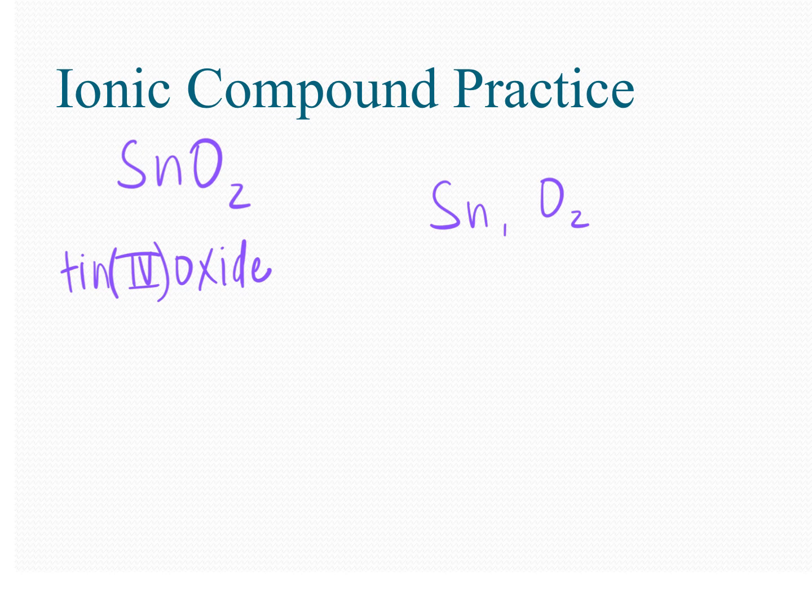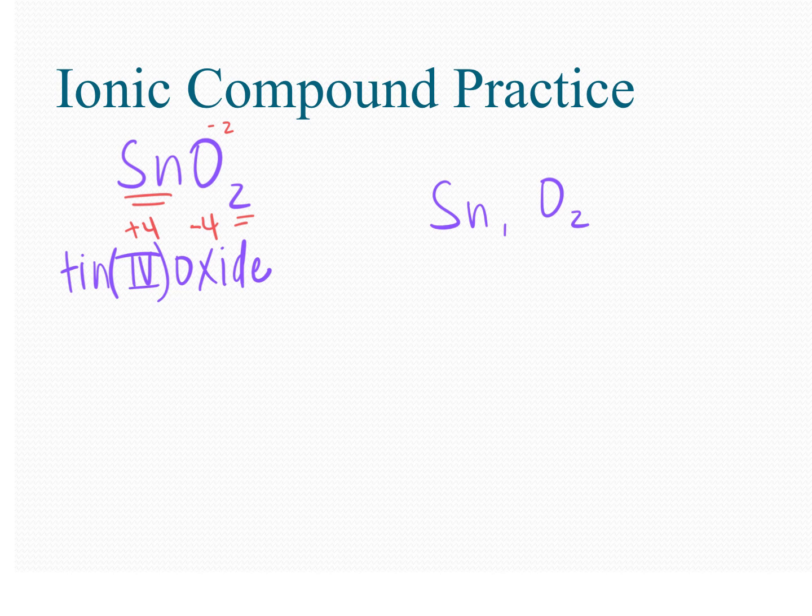The other way you could think about it, which tends to make more sense to me, is that I know that the oxide charge never changes. So if I have 2 oxides that are each minus 2, that means over here I have a total of minus 4, and I only have 1 tin atom to take up all of that, so it would have to be plus 4. Okay, so you can think about it either way.